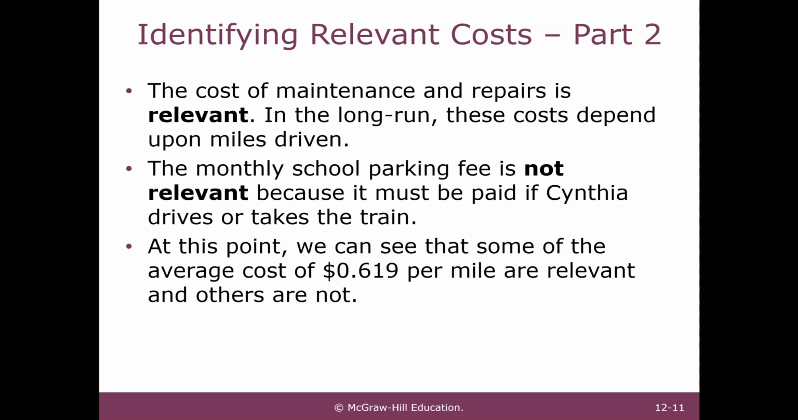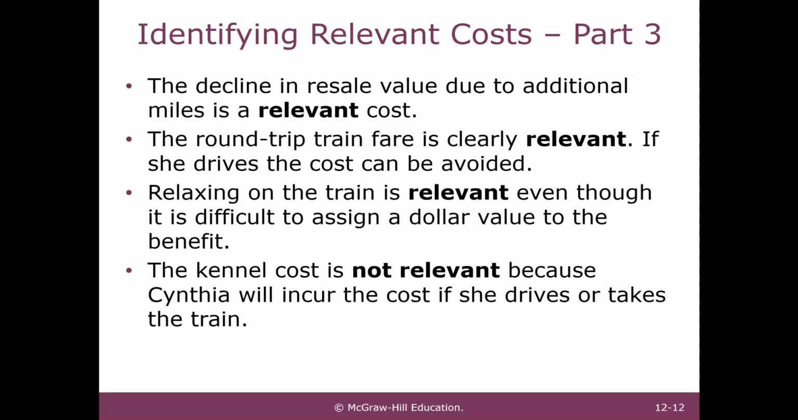Maintenance and repairs is also relevant because over time, it's going to add to her miles. It's going to have a factor with the miles driven. The school parking fee is not relevant because she has to have that regardless of whether she goes or not. So at this point, we can see that some of the average cost is relevant while others are not. The resale value that declines is relevant. The train fare is obviously relevant.